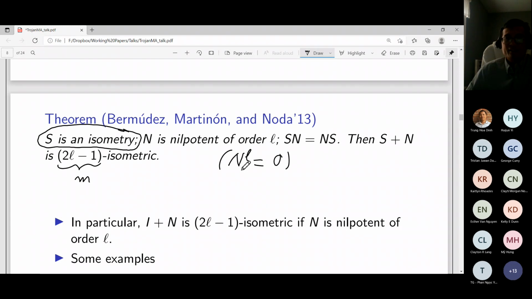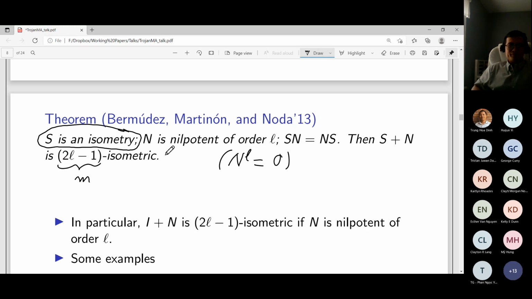So in particular, if S is the identity like above, then 1 plus N is (2L minus 1)-isometric. I thought it was an interesting result. At that time, I hadn't seen m-isometry before, and it's kind of cute because you begin with something very familiar, and then you add something nilpotent, and it's not isometric anymore, but it's something related. It's quite interesting, and that's why it caught my attention.